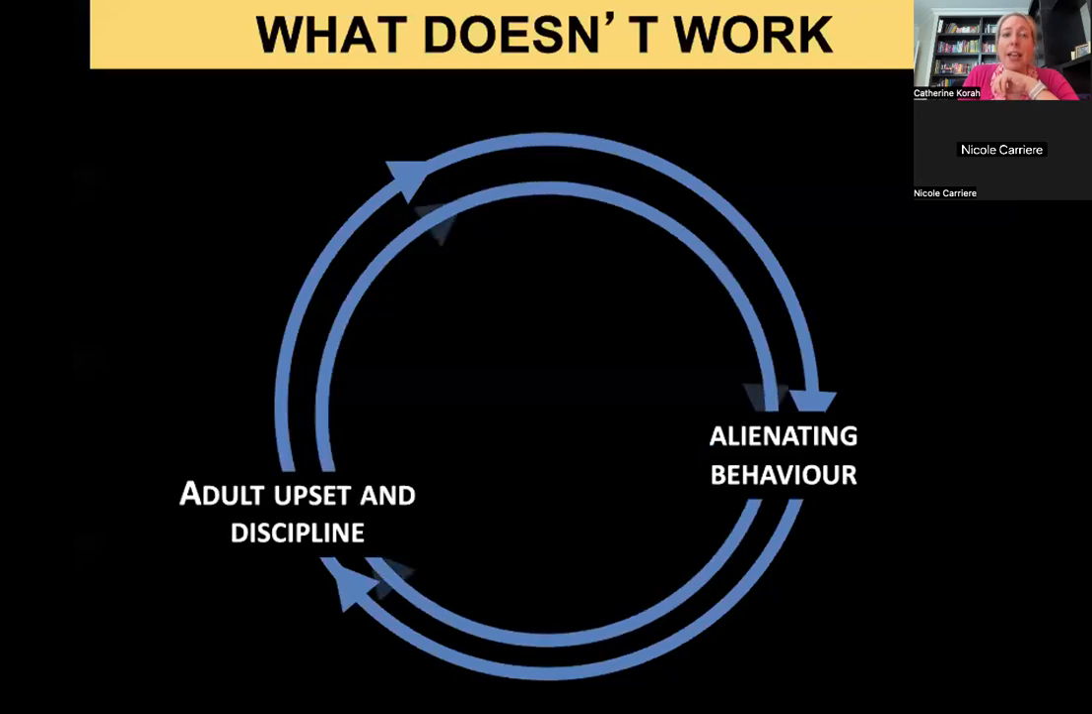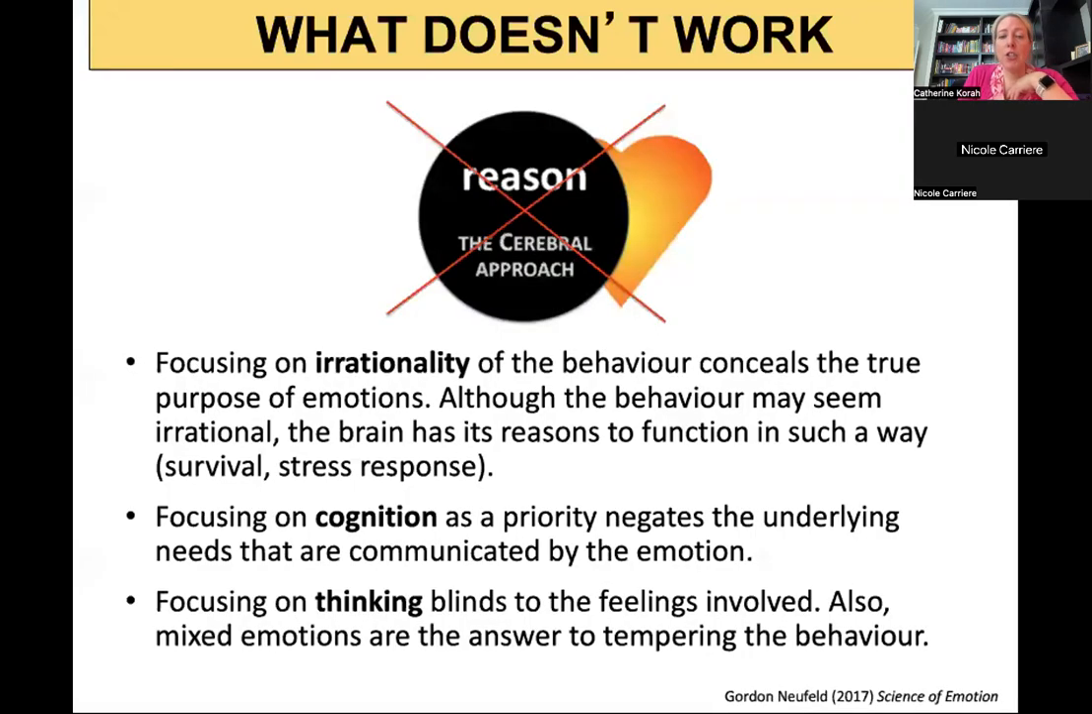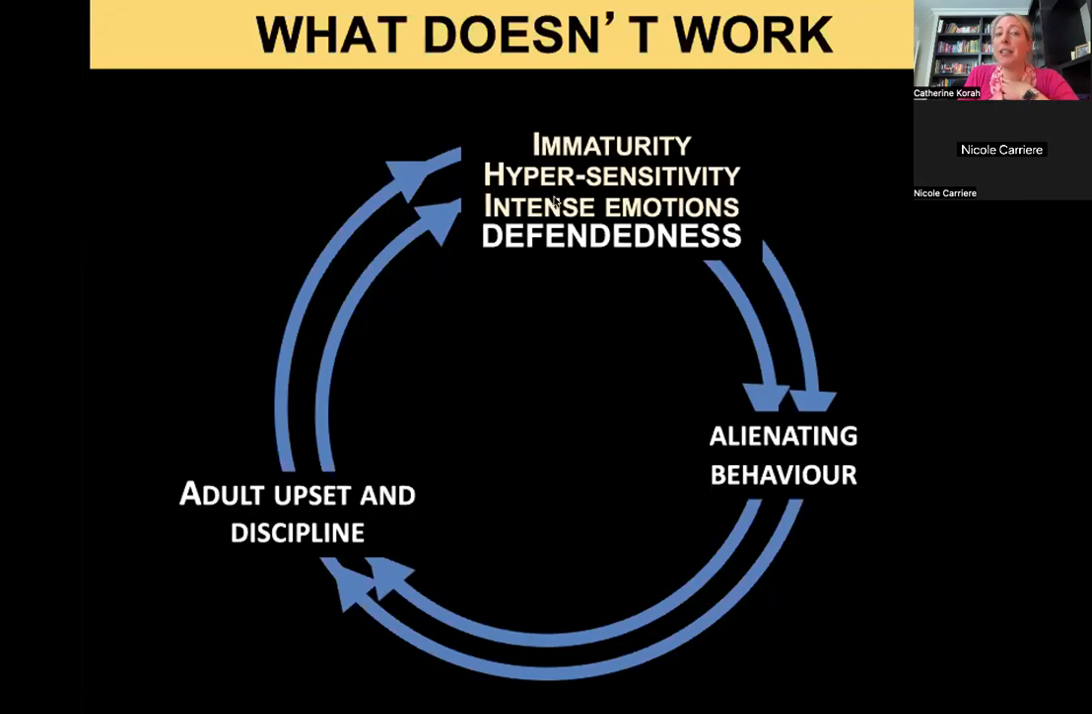Because if we don't, then the vicious circle here is that, due to the student's immaturity, hypersensitivity, defensiveness, or intense emotions, this leads to behavior that can be alienating. But if the adults focus only on that behavior and don't understand what's at the base of it, and don't have tolerance for this behavior, and are upset and use a discipline that is more traditional in that sense, then this will just create a continuation of a vicious circle, because this will cause more emotion, more defensiveness, more behavior, and then it will just continue in that loop.